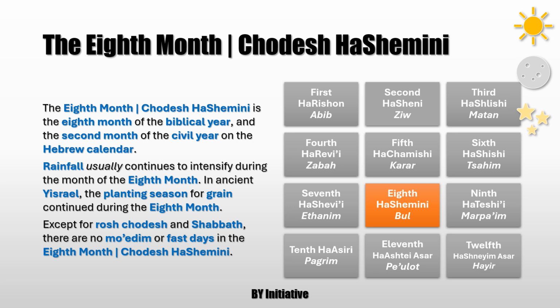Rainfall usually continues to intensify during the 8th month. In ancient Israel, the planting season for grain continued during the 8th month. Except for Rosh Chodesh and Shabbat, there are no Moedim, or fast days, in the 8th month, also known as Chodesh HaShemini.